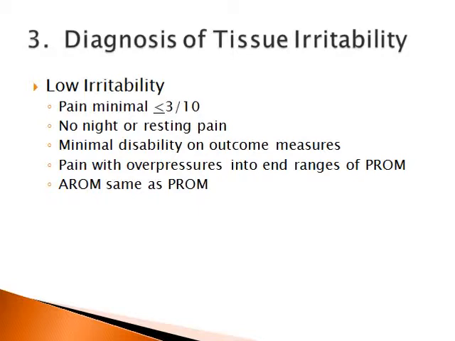Low irritability would be 3 out of 10 or less pain, no night pain or resting pain, minimal disability on outcome measures, and pain with just overpressure into end ranges of passive motion. Their active range of motion is the same as their passive range of motion.